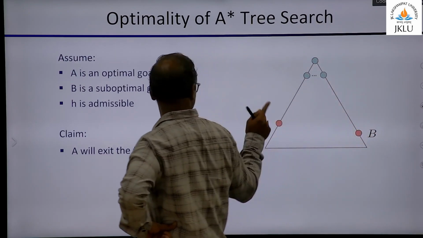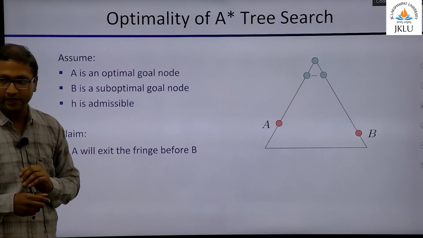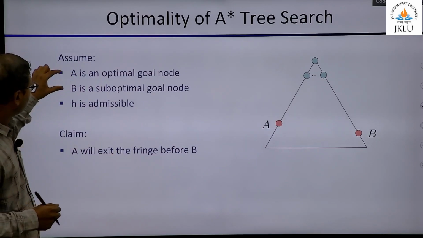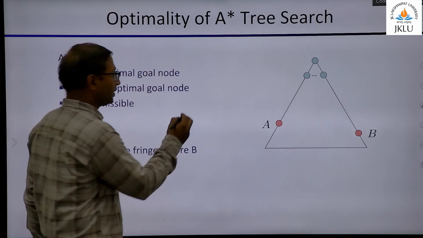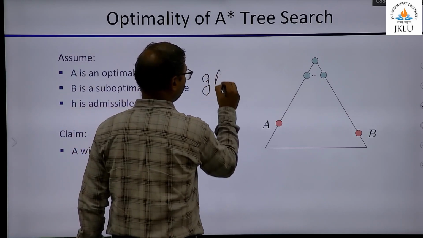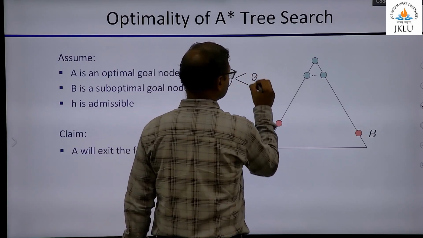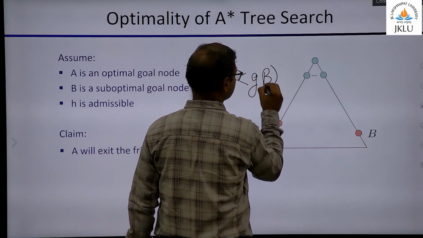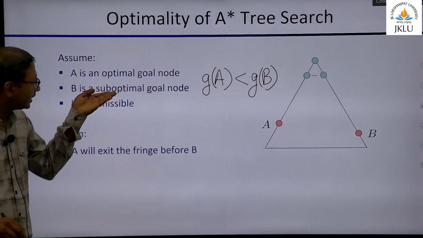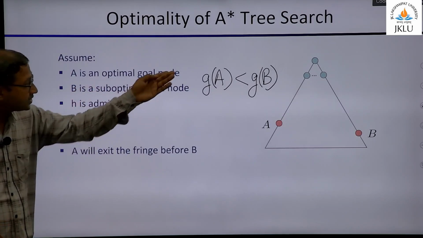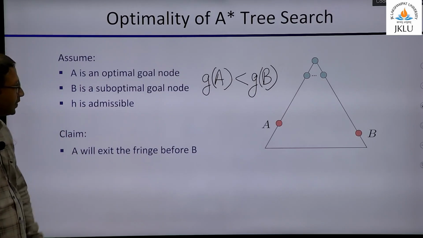A is the optimal goal node. What does it mean? How do I mathematically write that? How do I compare these two? G of A is less than G of B, right? It is clearly said B is suboptimal. That means G of A is lesser than G of B. H is admissible.